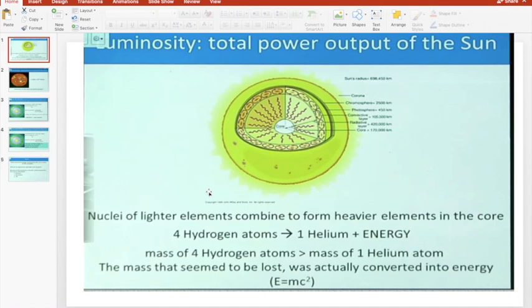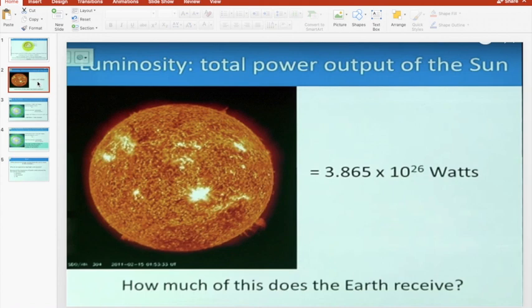According to Einstein's famous mass-energy relation, this loss of mass is multiplied by the square of the speed of light, and that gives you the energy. That energy is equivalent to this much watt. Think of it, this much watt is generated per second from the sun, that is 3.865 × 10^26 watt.